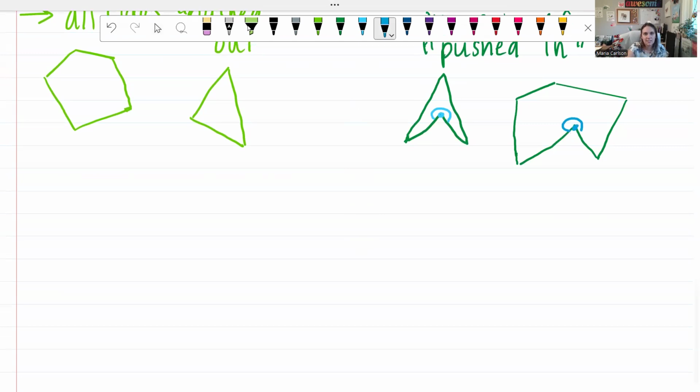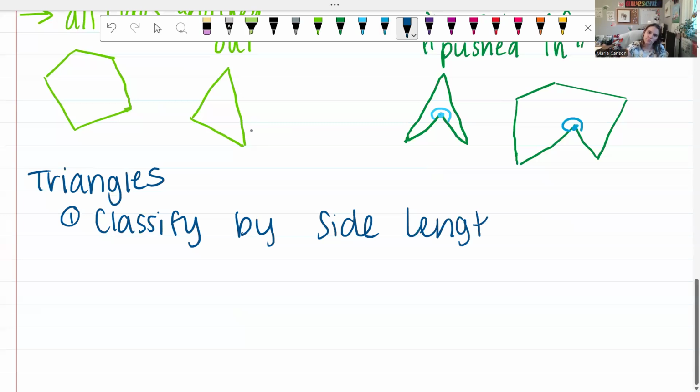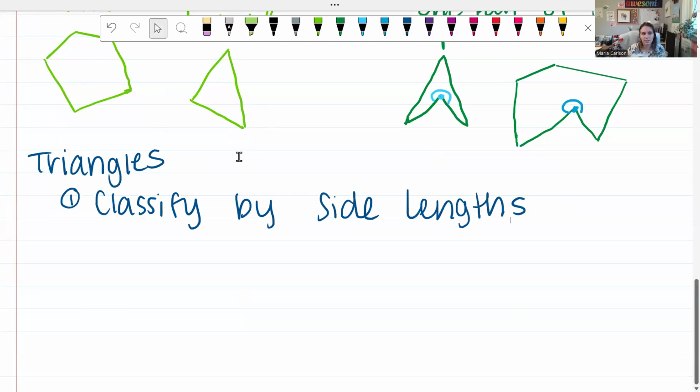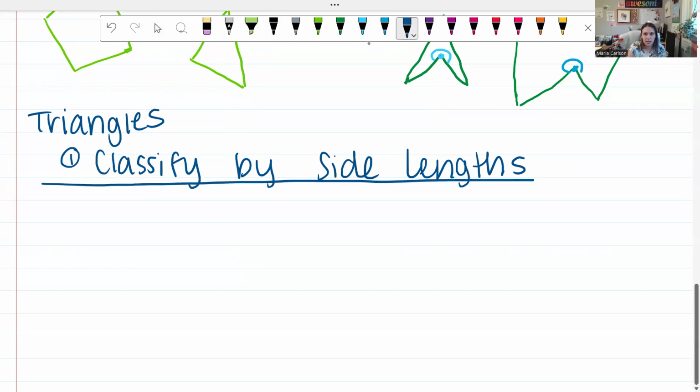Okay, let's talk some specifics. Let's talk triangles. So we have some different types of triangles. We can first classify our triangles by the side lengths that we have. So when I want to classify a triangle, the first thing I'm going to do is look at the side lengths of my triangle. So we kind of have 3 possibilities here.